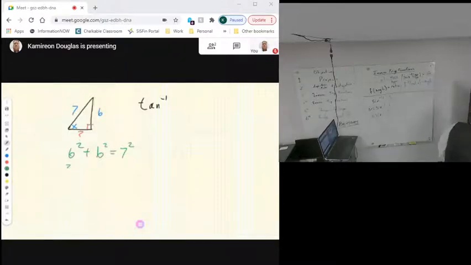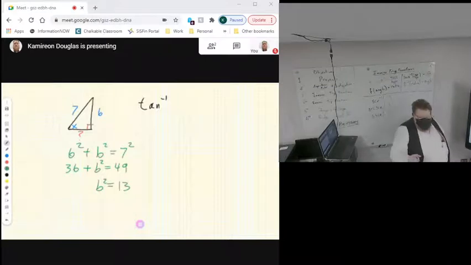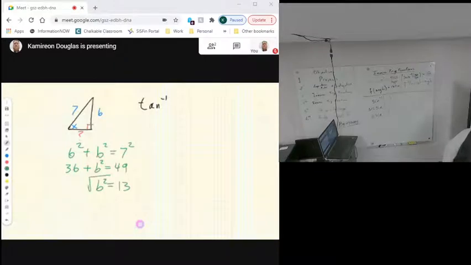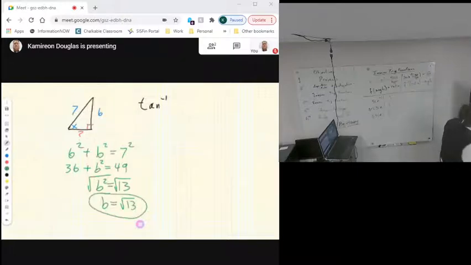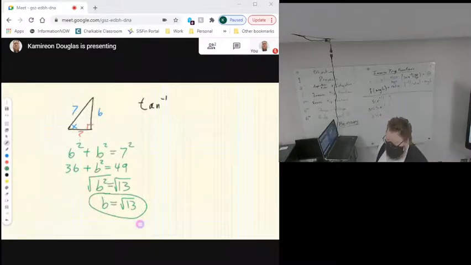So we solve. 36 plus b squared equals 49. We subtract from both sides, getting b squared by itself. B squared is 13. As a reminder from last semester, how do we find out what b is? Square root both sides. But because we're dealing with trig, we assume we're going to use the positive solution. So, the square root of 13. I have not used a calculator yet, so that's good. Which means this missing side is the square root of 13.